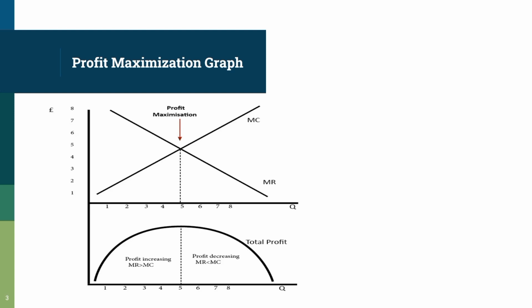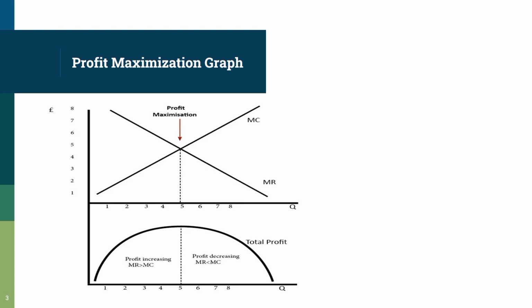However, after the output of 5, the marginal cost of the output is greater than the marginal revenue. This means the firm will see a fall in its profit level because the cost of this extra unit is greater than the revenue.